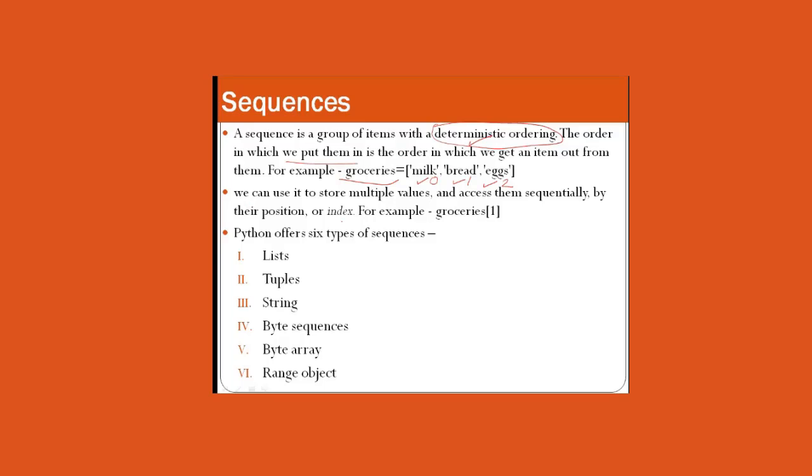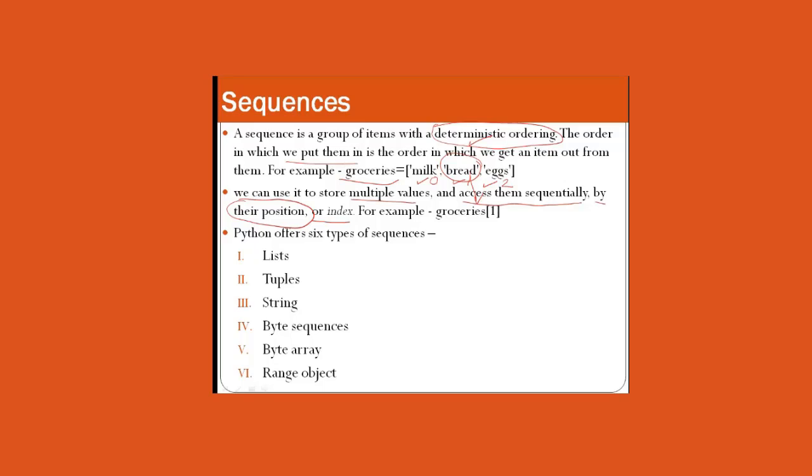So we can use it to store multiple values, and we are accessing them sequentially by their positions. The position, or index, we have already seen, it is 0, 1, 2. So for example, groceries[1] means you are accessing this element. Got it? So it will be displayed on the output.